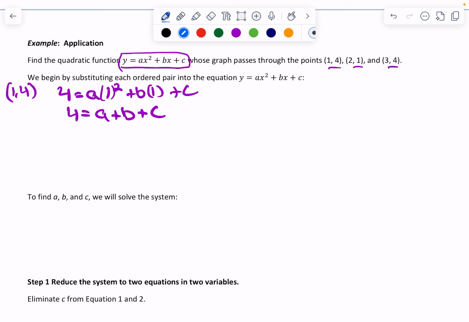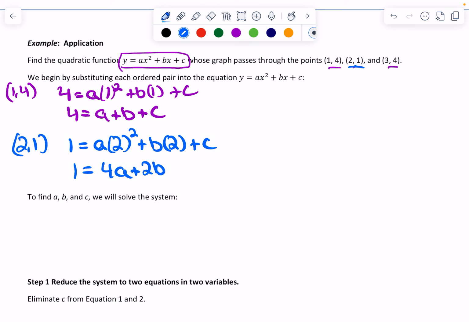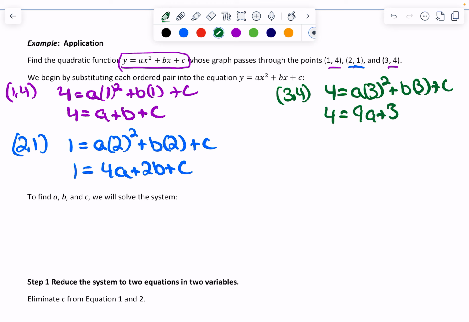Okay, next we're going to do (2, 1). So our y is 1, a times 2 squared plus b times 2 plus c. Simplifying it, 1 equals 4a plus 2b plus c. And then (3, 4). Our y is 4, a times 3 squared plus b times 3 plus c. So 4 equals 9a plus 3b plus c.